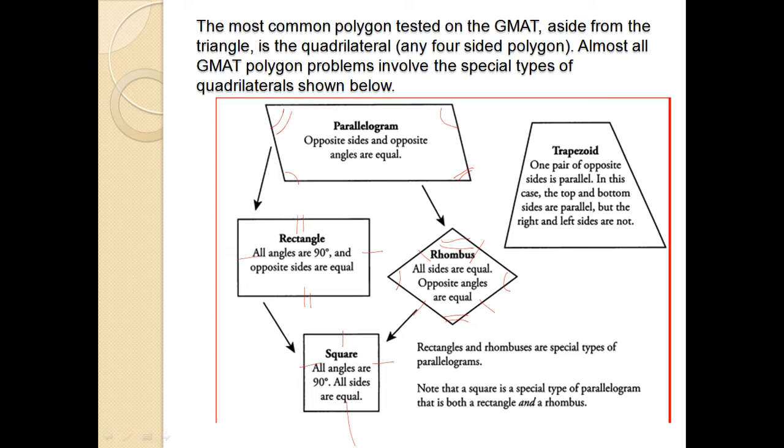A trapezoid is a type of quadrilateral in which one pair of opposite sides is parallel, like in this figure, where the top and bottom sides are parallel to each other. So these are the generally known quadrilaterals.